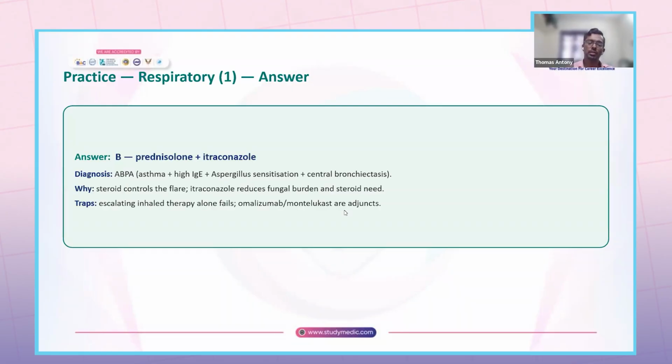So what are the traps here? Escalating inhaled therapy alone fails, because sometimes this happens clinically when we are dealing with patients with asthma who are uncontrolled. We go on increasing the medication, and even move on to the biologicals without addressing the underlying cause. The patient might be having a fungal sensitization. So by eliminating the fungal sensitization, the patient can get much better.